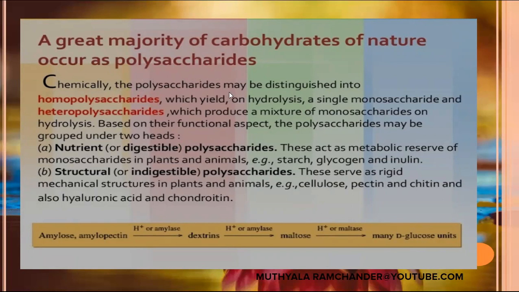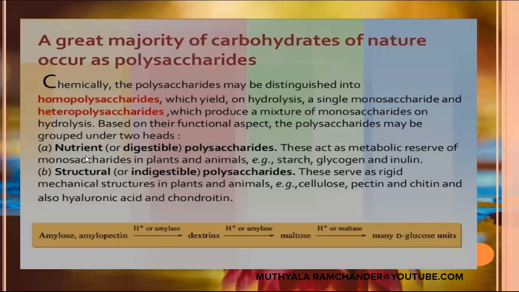Chemically, the polysaccharides may be distinguished into homopolysaccharides and heteropolysaccharides. We know already that homo means those which yield a single monosaccharide on hydrolysis. Heteropolysaccharides produce a mixture of monosaccharides on hydrolysis. Based on their functional aspects, the polysaccharides may be grouped under two heads.